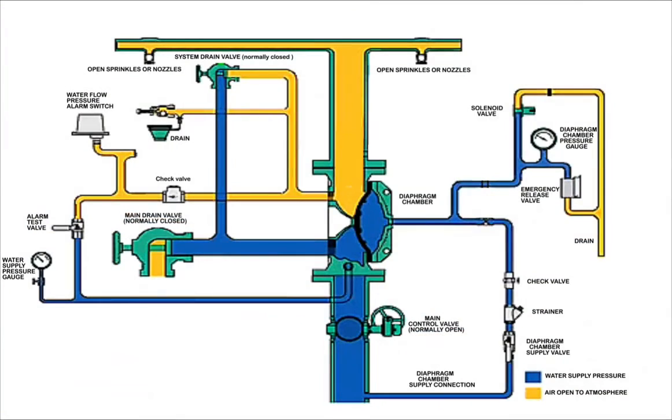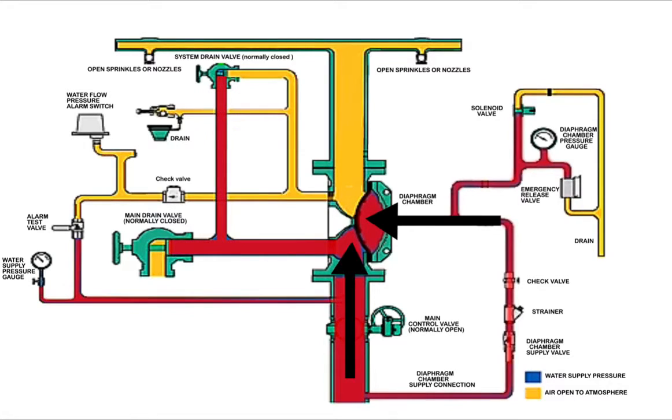This diagram shows the action of activating the solenoid valve in a deluge system, showing the deluge valve in the closed position. The blue color represents pressurized water, while the orange color represents atmospheric air. Here is the water supply pressure, while here is the priming water pressure, which is forcing the diaphragm in the forward position, balancing the water supply pressure and keeping the deluge valve in the closed position.